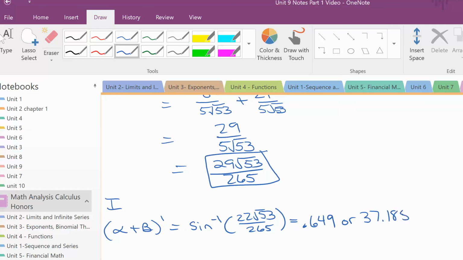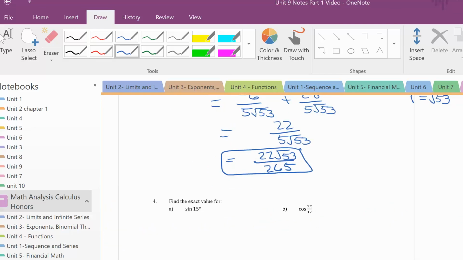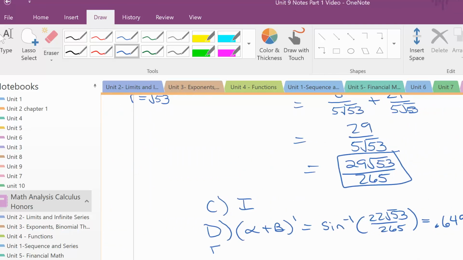It's 37.185 degrees. Now for part E, it wants to know what alpha plus beta is. And remember, if it's in the first quadrant, so you took a second quadrant angle and you added it to the third quadrant angle and you wound up in the first quadrant, that means you made one full rotation. So you can take 2 pi plus 0.649. So you get, in radians, 6.932.